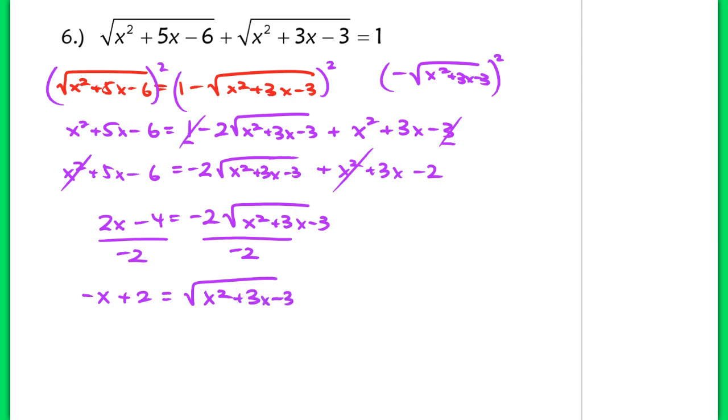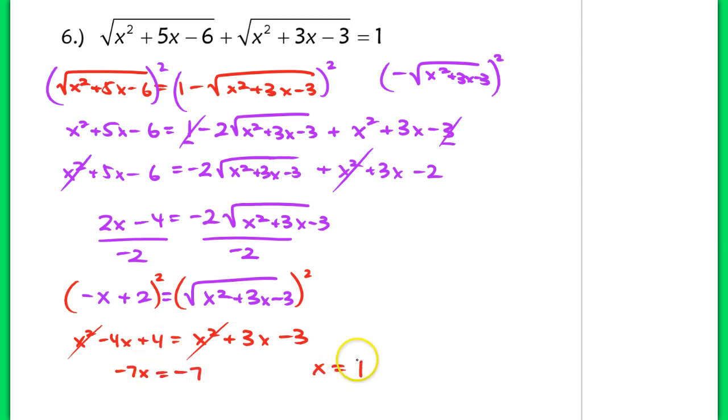All right, now that the radical's been isolated, I'm going to square both sides. So if I FOIL the left-hand side, I end up with positive x squared minus 4x plus 4. On the right-hand side, that radical will drop. So I have x squared plus 3x minus 3. Now I have x squareds on both sides, so those will cancel. I bring that 3x to the other side, and I have negative 7x. I bring the 4 to the other side, and I'll have negative 7. So I end up with x equaling 1.